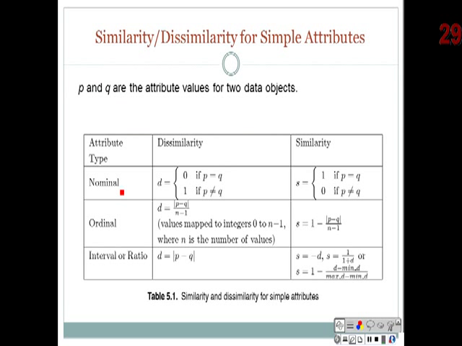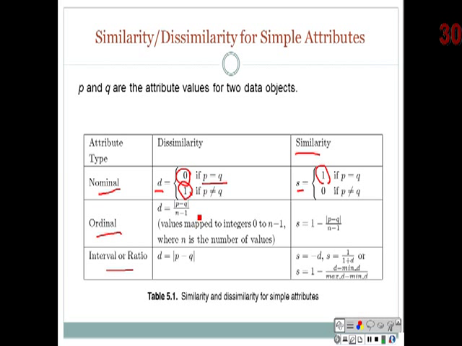If you have either nominal, ordinal, or interval data, you may say they are dissimilar if they are not equal to each other, so the dissimilarity is 1, and if both are equal, it is 0. In this case, for similarity, if they are similar to each other, I will give 1. It's just a concept applied, and as you can see, S is the complement of D in this case.